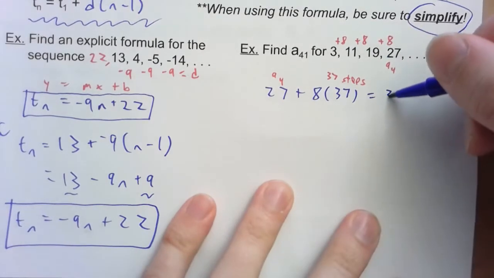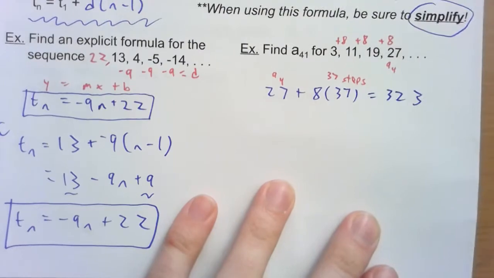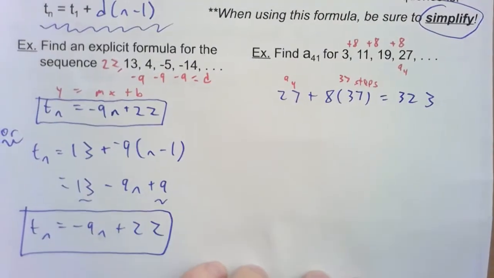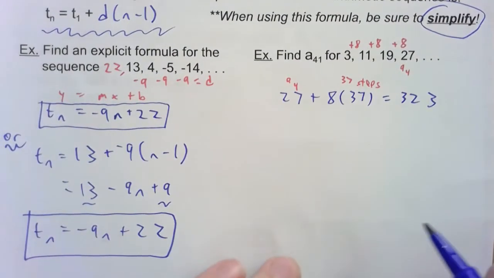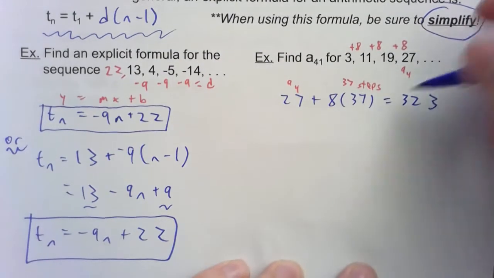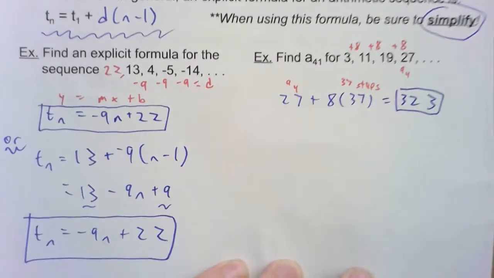That would be 323. Probably want a calculator. We'd probably give you your calculator for a problem like that. The arithmetic's not too bad to do by hand, but why not use a calculator? All right, so that's one way to do it.